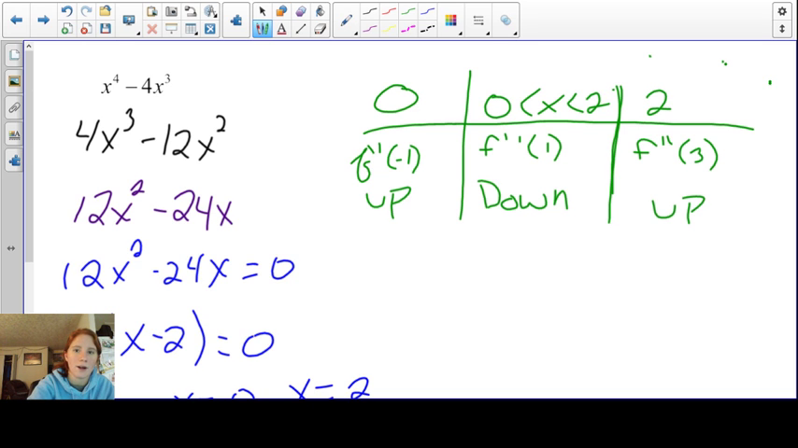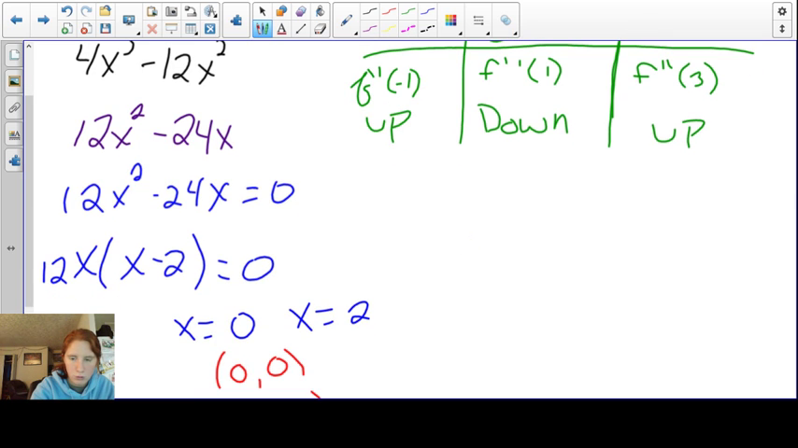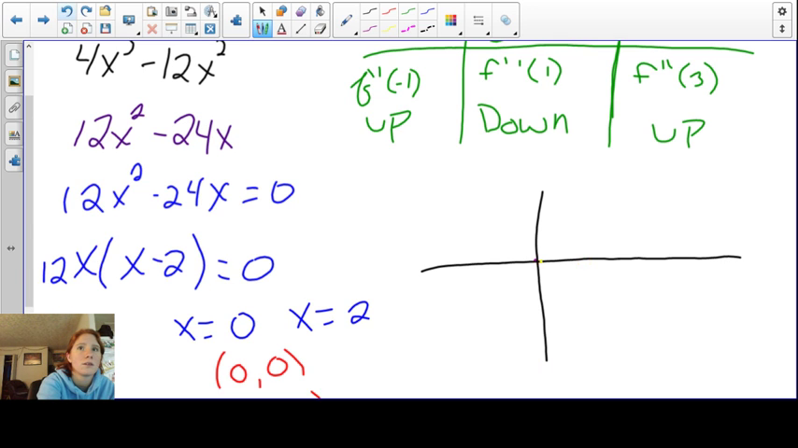So we're going to sketch this graph. I've got a point at (0, 0), and I've got a point at (2, -16). I'm going to put it there though, so you can see my (0, 0) point.